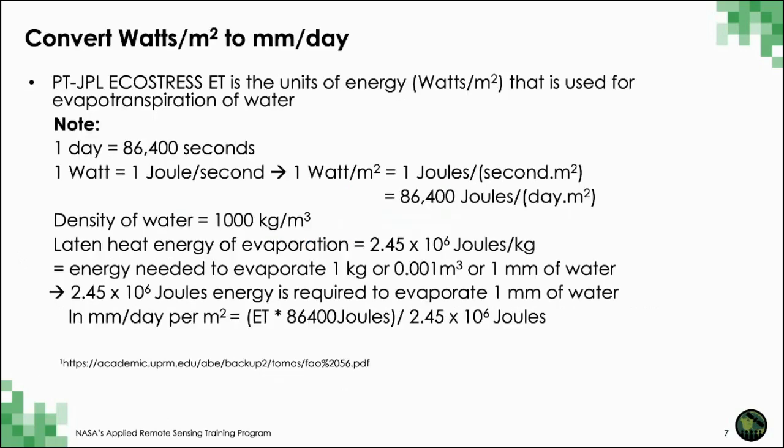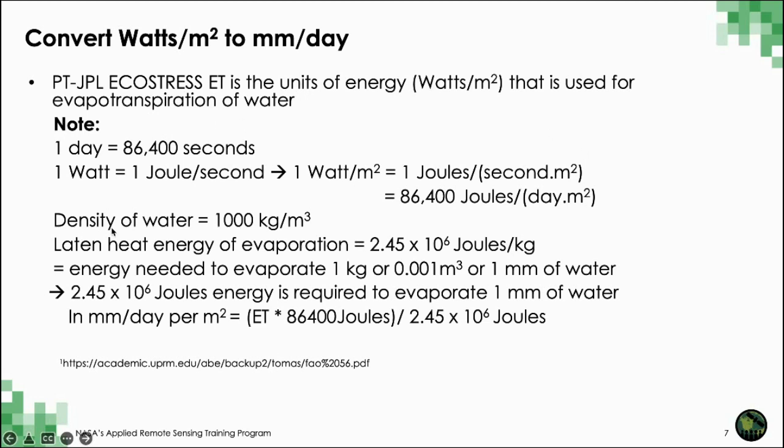So next, let's see how to convert watts per meter square to millimeters per day. PT-JPL ECOSTRESS ET is in watts per meter square, which is energy that is used for evapotranspiration of water. Per day, there are 86,400 seconds. 1 watt is 1 joule per second, so it's really a rate of energy, joules per second. So 1 watt per meter square is 86,400 joules per day. This is for a meter square now, per unit area.